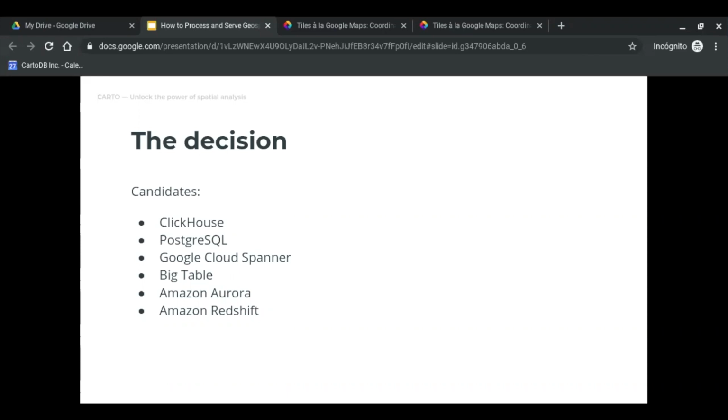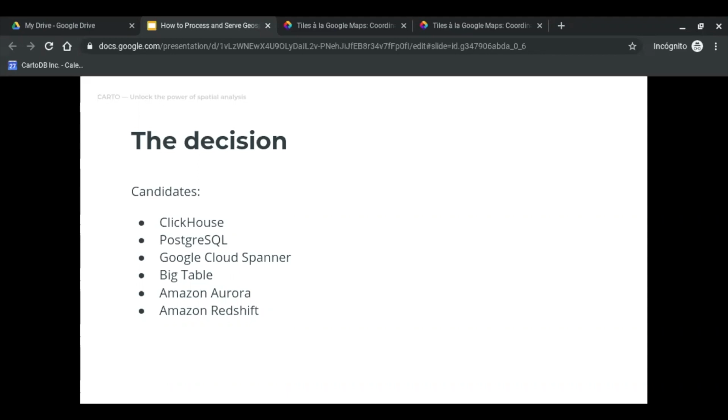Why did we discard ClickHouse? Mainly because we don't have this in the Google platform, and we don't have the expertise to manage all the things in the database. PostgreSQL, we have the expertise, but we know that managing this kind of thing is hard when, for example, you receive a new data set and you need to remove the index, and you need to create the index again. So it's going to be quite hard to manage this in Postgres.